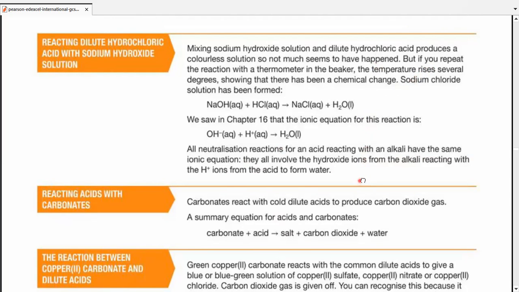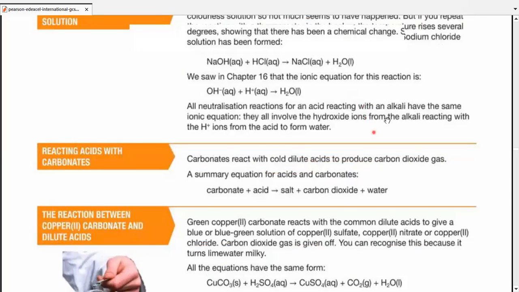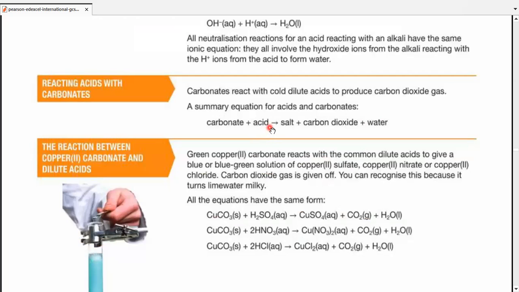So this change is also going to happen with those. Keep that in mind because that has been important in past papers. Carbonate reacts with cold dilute acids to produce carbon dioxide. And this is the third category of reactions.